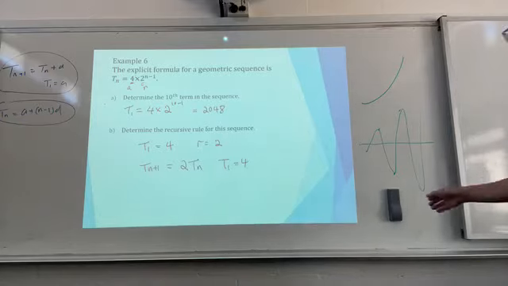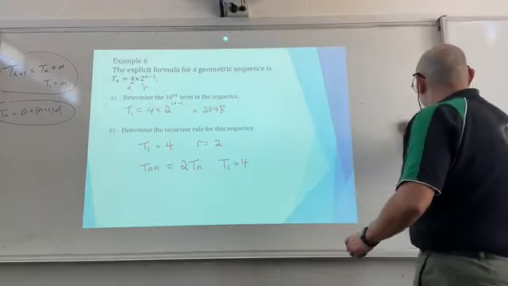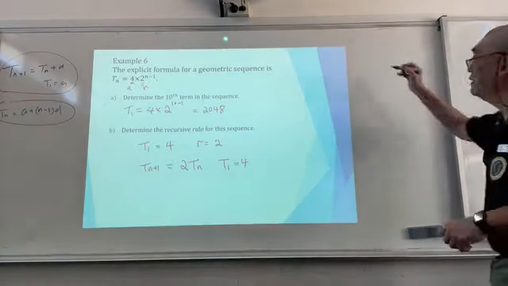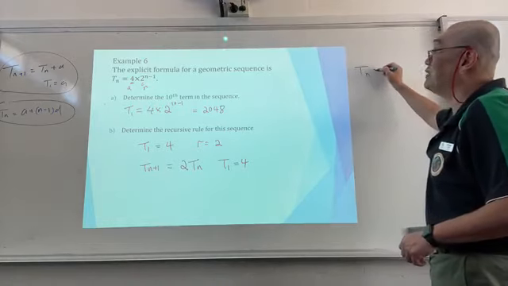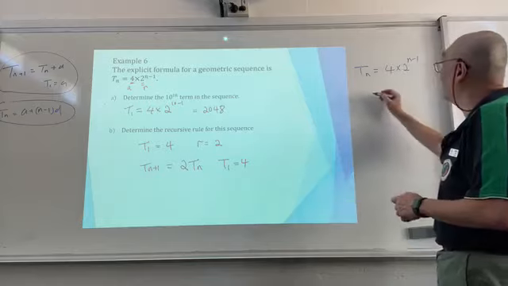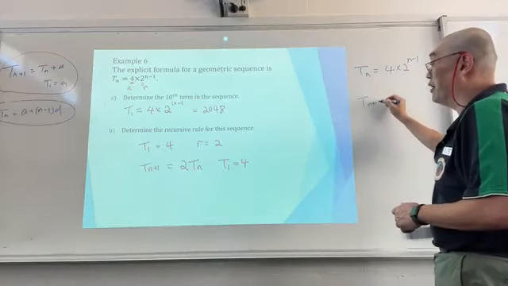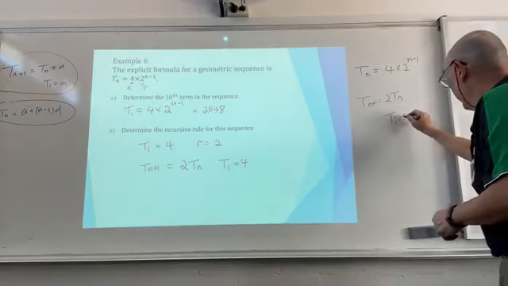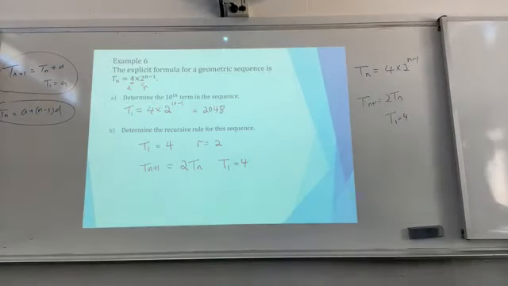Now, can you all grab your calculator, please? Because I'm going to quickly show you how to use your calculator for this. So you know Tn equals to 4 times 2 to the power of n minus 1. All right? Or Tn plus 1 equals to 2 times Tn. T1 equals to 4. Calculator.